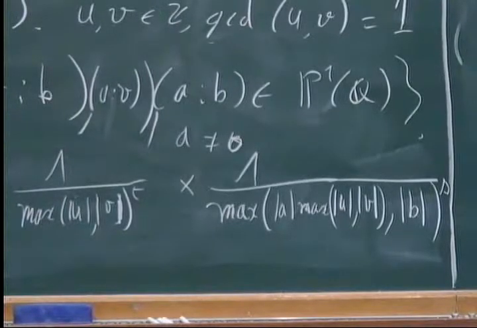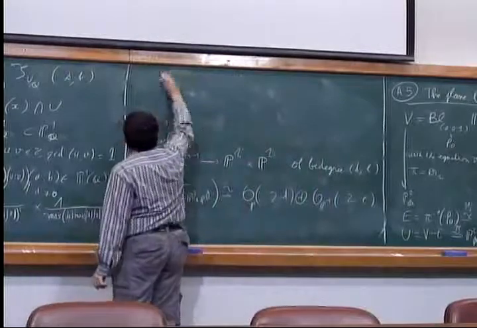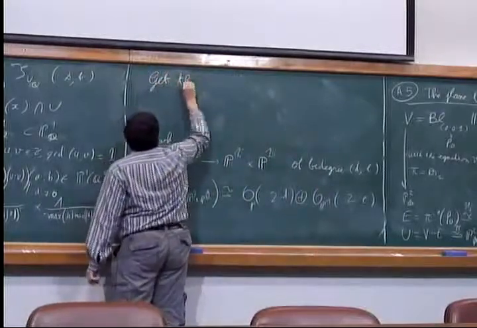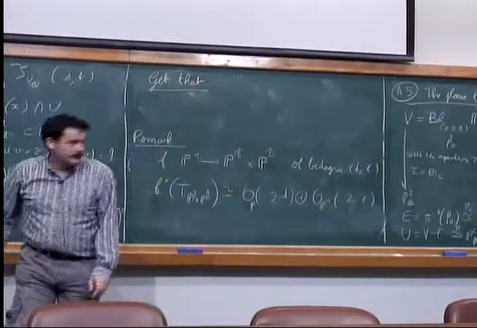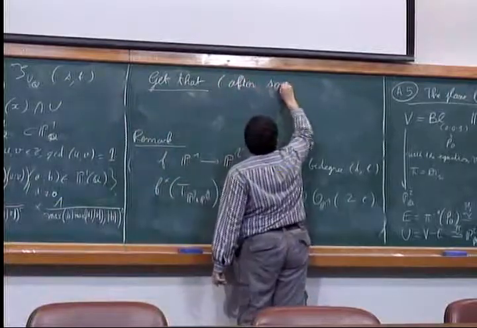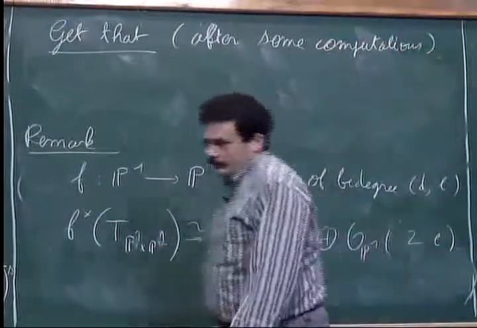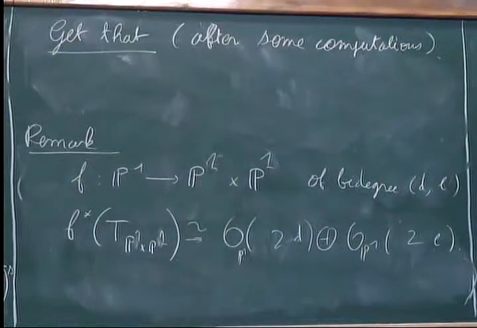Okay, so you do the computation, you can compute everything completely explicitly. And after these computations, which I shall spare you, you get that the main term of this zeta function will be given by some formula.